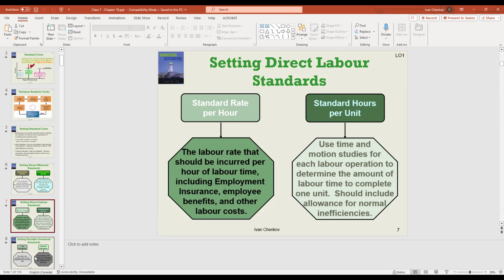Now, in order to produce 1 unit, that employee has to work. What will be the standard hours that the employee has to work in order to produce 1 unit? That will be the labor time, determined by the amount of time to complete 1 unit, plus any allowances for normal inefficiencies.